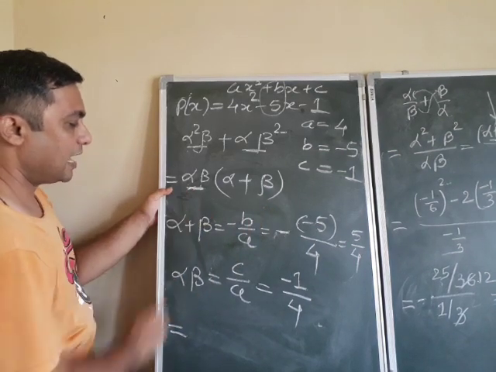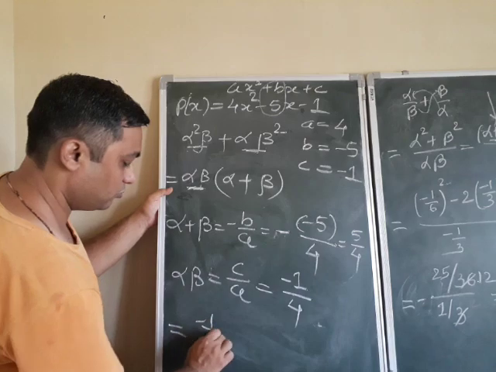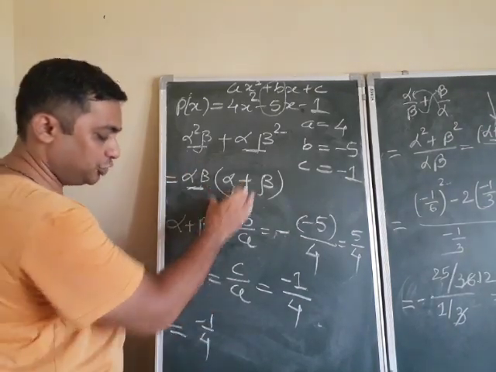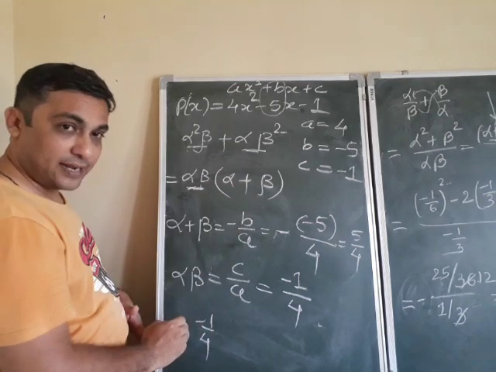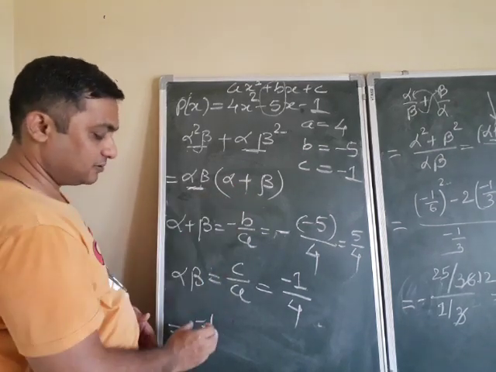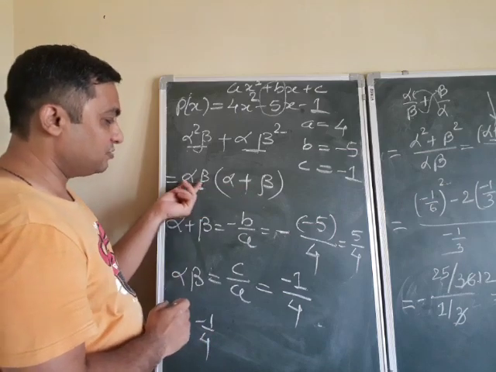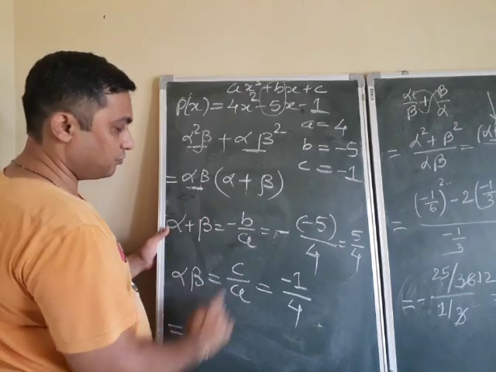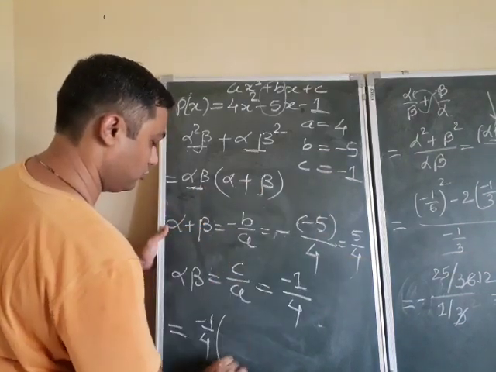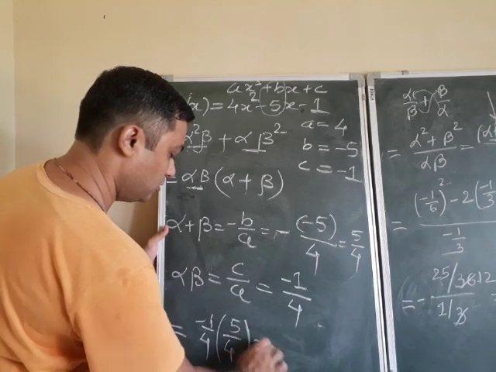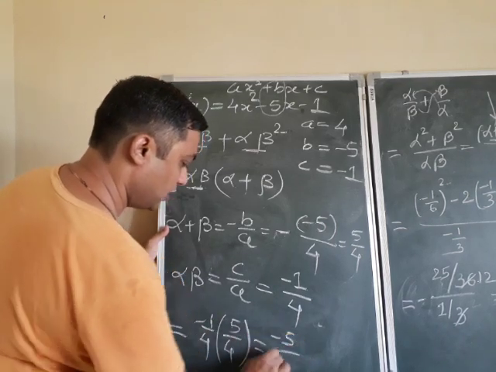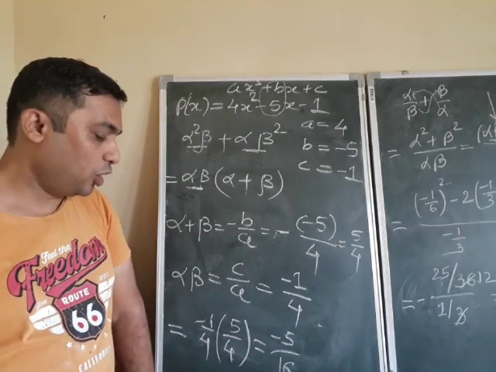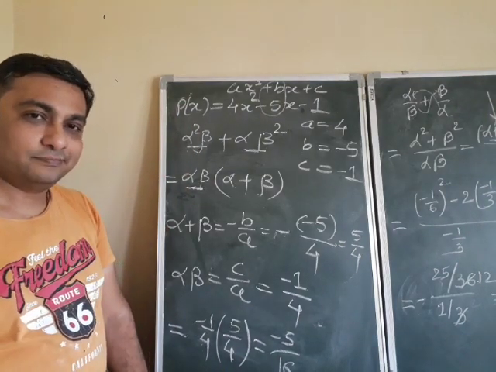So let me substitute here. Alpha into beta, minus 1 by 4. See, you don't write in this way. Actually, I don't have the space. So first you write here once again, and exactly below these values you write down alpha into beta, minus 1 by 4, and alpha plus beta, 5 by 4. Minus 5, and 4 4s are 16. So what is your final answer? Minus 5 upon 16. Okay.